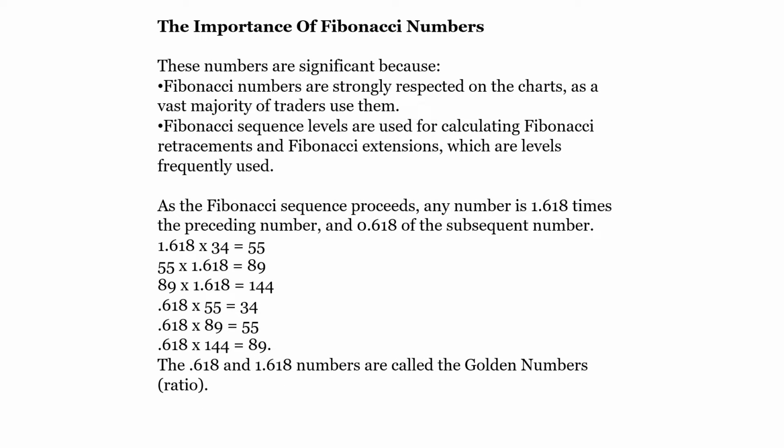These numbers are significant because Fibonacci numbers are strongly respected on the charts, as a vast majority of traders use them. Fibonacci sequence levels are used for calculating Fibonacci retracements and Fibonacci extensions, which are levels frequently used. You should know that as the Fibonacci sequence proceeds, any number is 1.618 times the preceding number and 0.618 of the subsequent number. The 0.618 and 1.618 numbers are called the golden numbers, or the golden ratio.